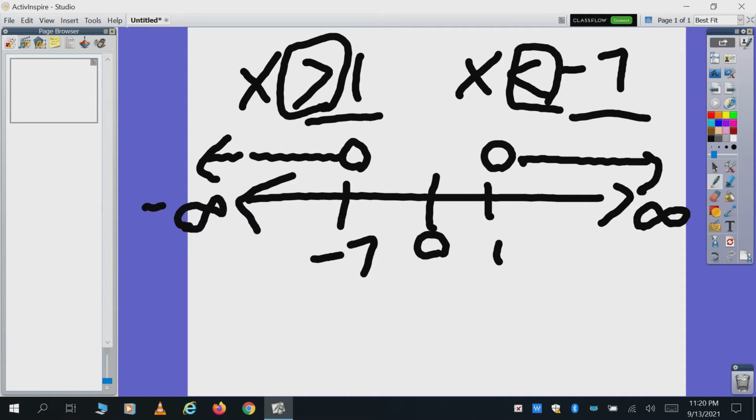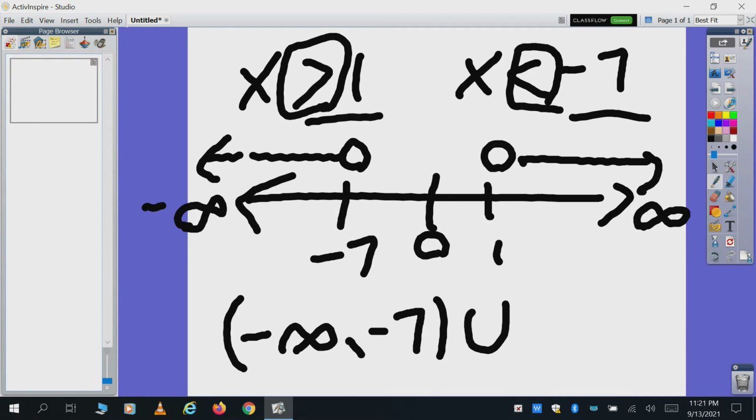Once I have those two things set, I can actually do my interval notation. I'm going to put parentheses for my infinities. They always go in parentheses, just remember. Then I'm going to put my negative 7 because it goes from negative infinity to negative 7. That's my first interval. And I'm going to put parentheses as well because we have open circles. I'm going to put the letter U. Don't forget to put the letter U because that stands for OR.